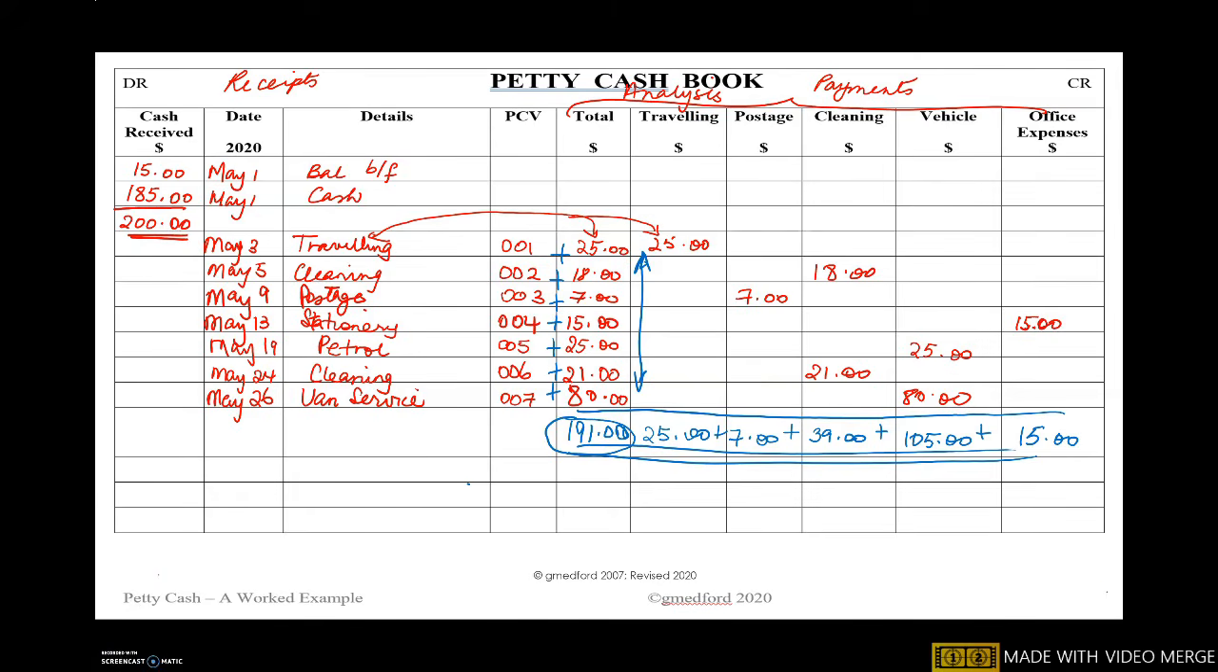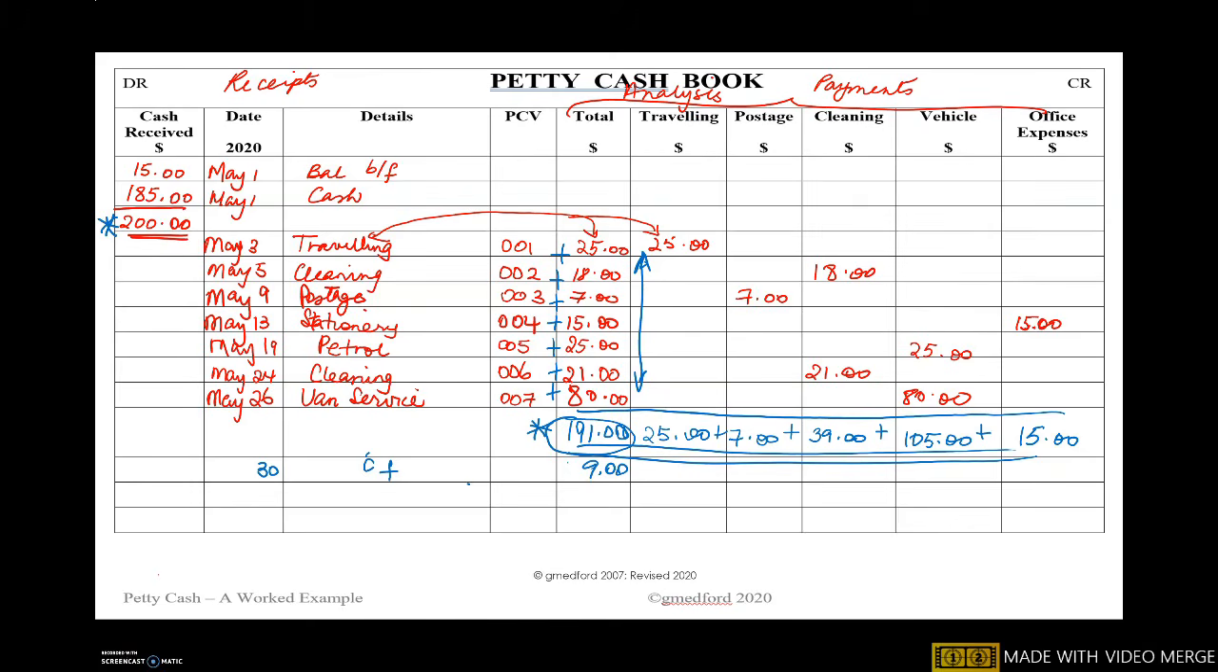Next, we balance off the account. So we work out our balance carried forward figure. Remember, when we are balancing off, the balance carried forward figure is the difference between the total debits and the total credits. In this case, 200 subtract 191, which is $9. So our balance carried forward to the next period, which would be June 1st, would be this figure of $9.